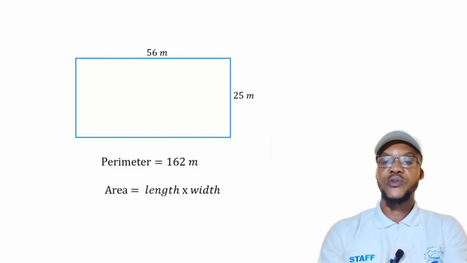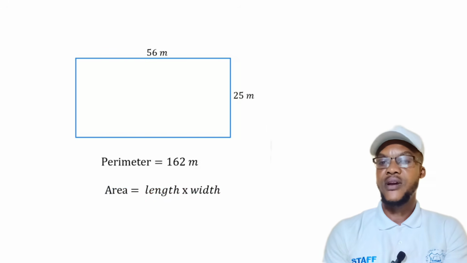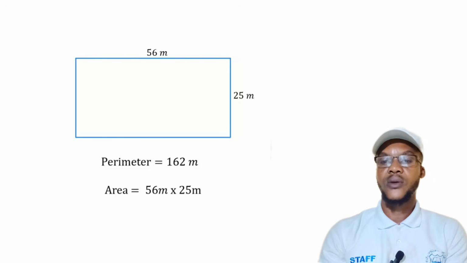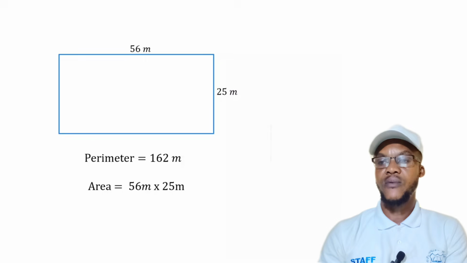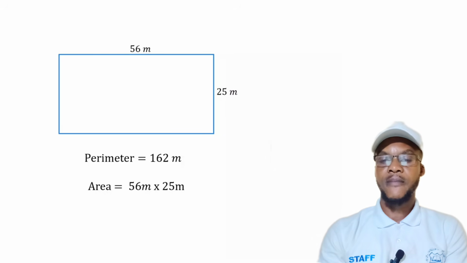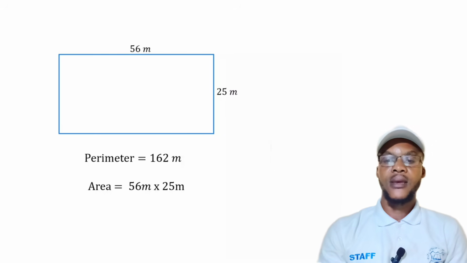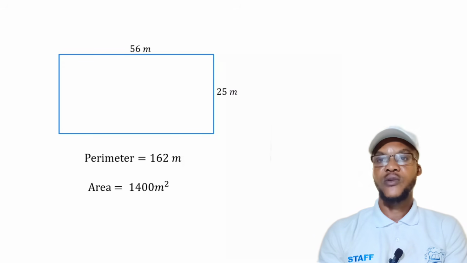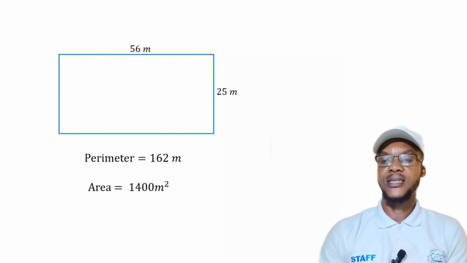Let's find the area as well. What did we say about the area? We said that the area of a rectangle is length times breadth or width. You just pick the two sides, one length and one width, and multiply them. That is how it is done. So if you multiply, we get 1400 meters squared.